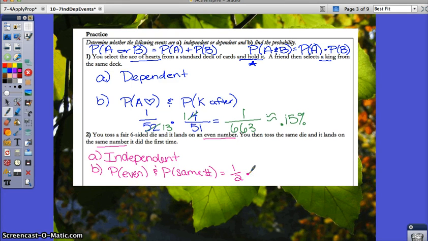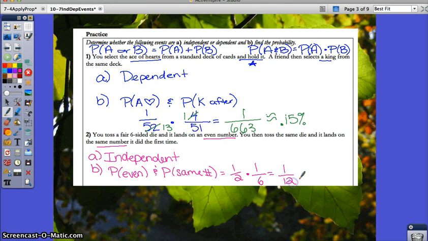So if you get a 2, what's the probability of getting a 2 again? 1/6. If you get a 4, then 1/6 is your probability for getting a 4 again. And if you get a 6, then your probability is 1/6 for getting that 6 again. So no matter what number you get first, this probability did not change. That's why it's independent. Multiply straight across.